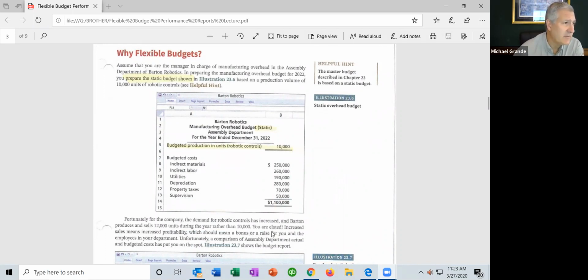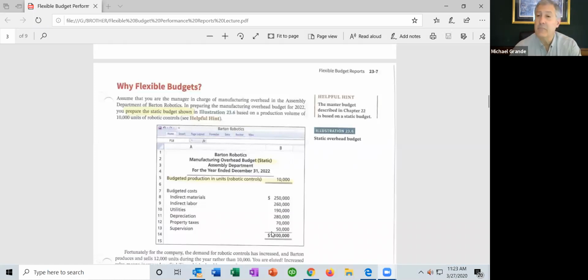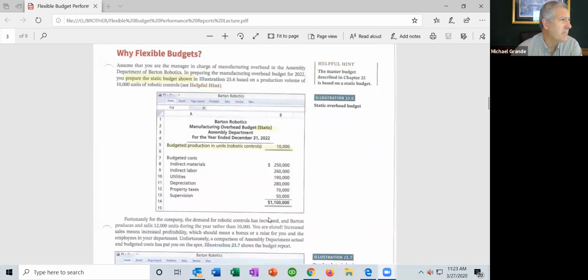And as you can see, this is on page 23-7 here as well. Let's look at the budget. Assume that you are the manager in charge of manufacturing overhead in the assembly department of Barton Robotics. In preparing the manufacturing overhead budget for 2022, you prepare the static budget as shown below, based on a production volume of 10,000 units of robotic controls.